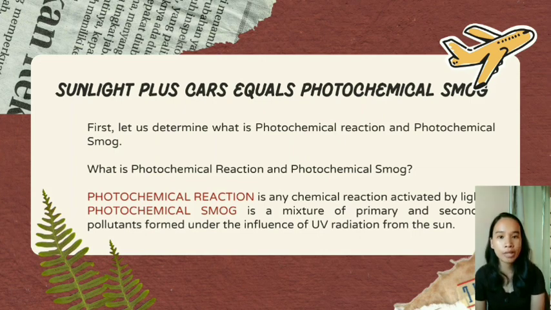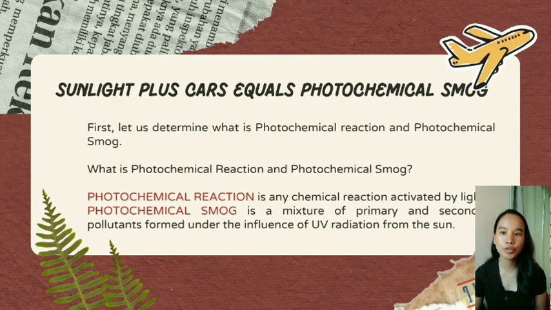Sunlight plus cars equals photochemical smog. First, let us determine what a photochemical reaction and photochemical smog are. A photochemical reaction is any chemical reaction activated by light, and photochemical smog is a mixture of primary and secondary pollutants formed under the influence of UV radiation from the sun.